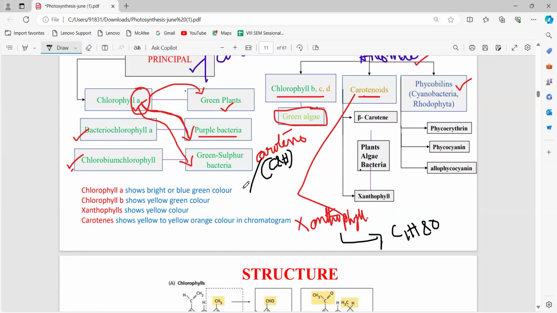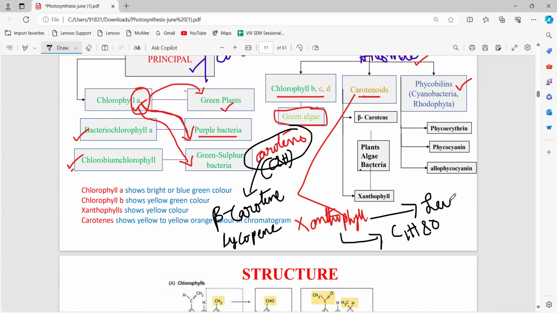What are the best examples of the carotenes? You can take multiple examples. You can take beta carotene as a very good example, which is present in the carrot. And very, very important, you can take lycopene, which is present in the tomato. They belong to the category of carotene. The best example of the xanthophyll that you people can take is lutein. I want you to compulsorily remember it for the exam.